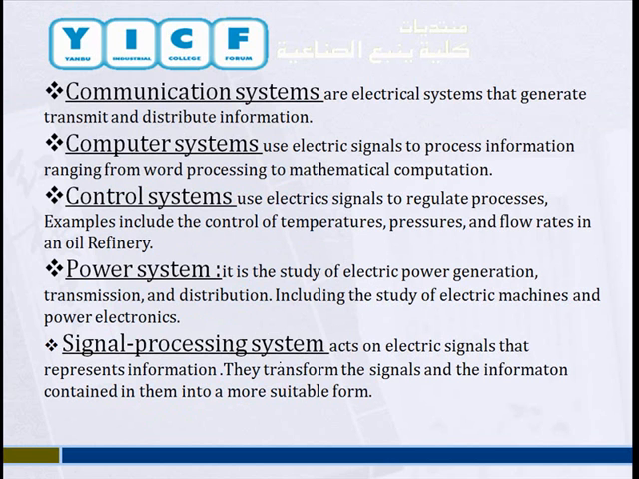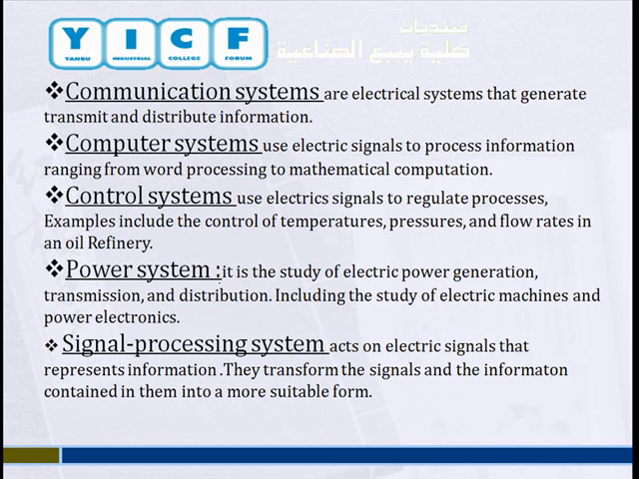Now, the computer system uses electrical signals to process this information, ranging from word processing to mathematical computation, such as division, multiplication, addition or subtraction, and other mathematical computation techniques. We have control systems. They use electric signals to regulate processes. Examples include the control of temperature, pressures, and flow rates in an oil refinery.